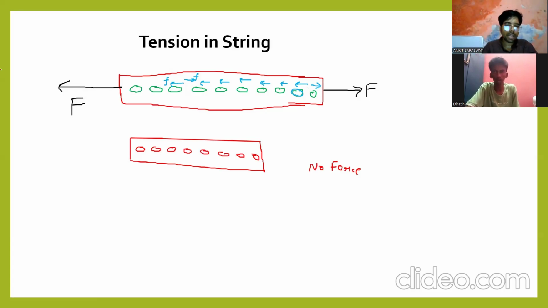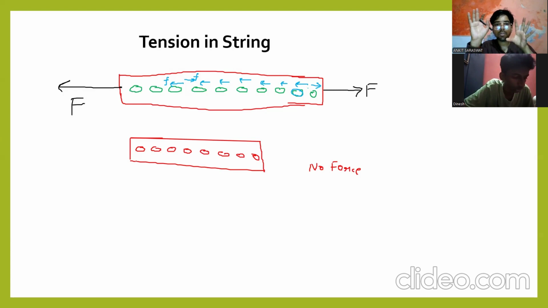Clear? So you can write here, and it is electromagnetic force. Electromagnetic means between the electrons, simply. Clear? Understood? Tension is electrostatic force, sir? Electromagnetic force. Electromagnetic, because charge particle, inside atom is charge particle. Clear?